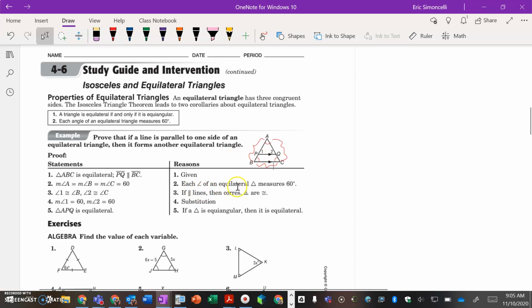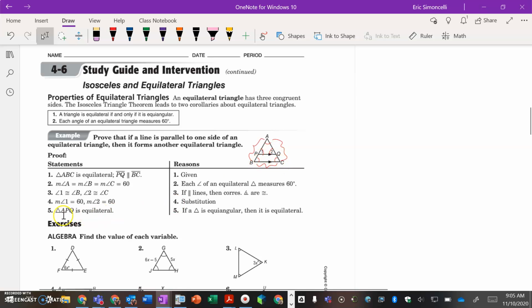The reason: each angle of an equilateral triangle measures 60. Angle 1 is congruent to angle B, and angle 2 is congruent to angle C. If parallel lines, then corresponding angles are congruent. In other words, 1 and B, 2 and C, those are corresponding angles. Those are congruent. Angle 1 is 60 and angle 2 is 60. By substitution, you know those have to be 60 because those are 60.